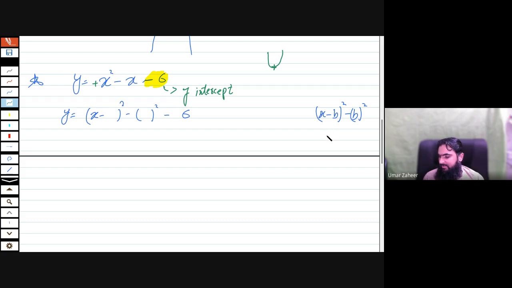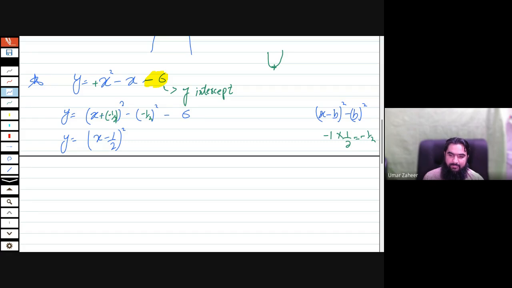You need to multiply the coefficient of x by 1/2. You will get -1/2. So we'll get minus 1 by 2, minus 1 by 2. Now simplify them. It will be (x - 1/2)². We are making the completing square.